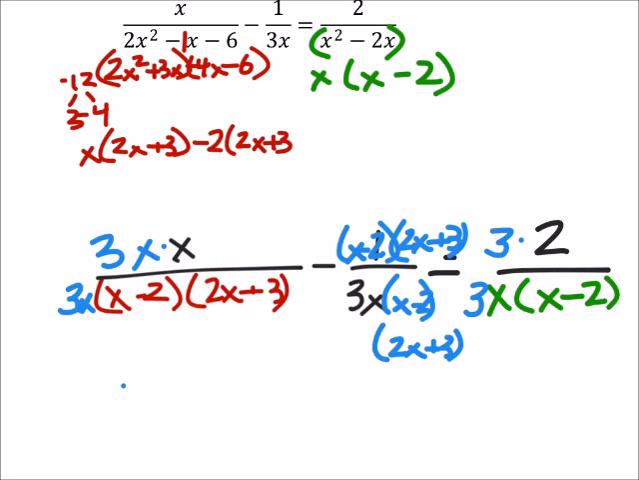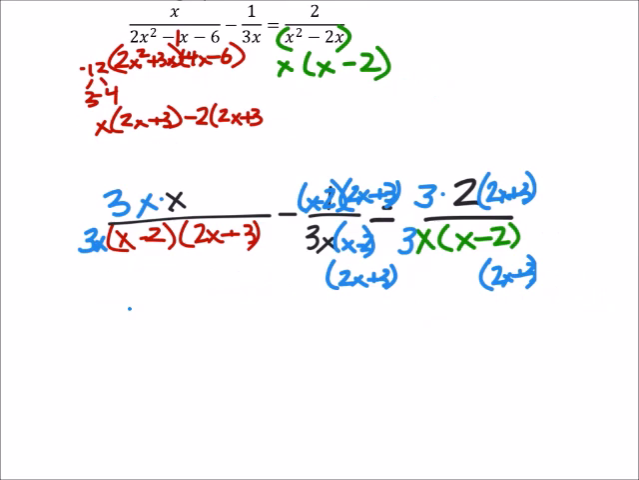Here we've got a 2x plus 3. Here's a 2x plus 3. But this last term does not have a 2x plus 3 in the denominator. So I'm going to have to multiply it in the numerator as well, 2x plus 3. All right, I'm going to attempt to rewrite this with the denominators and make it look a little bit more pretty. All right, by popular demand, I'm not rewriting the denominators. All I'm going to do is rewrite the numerators.